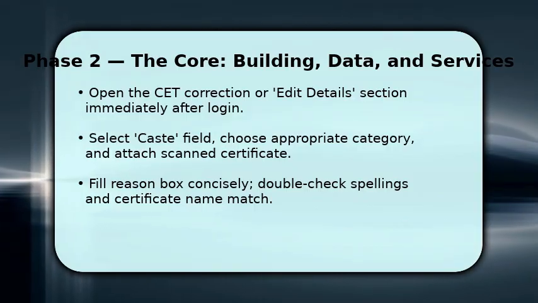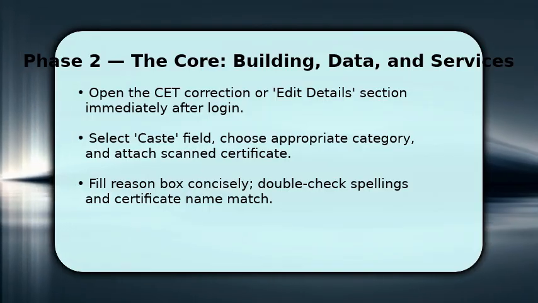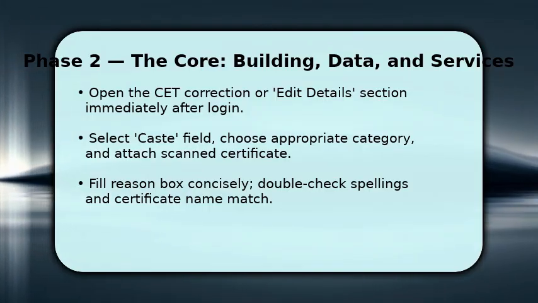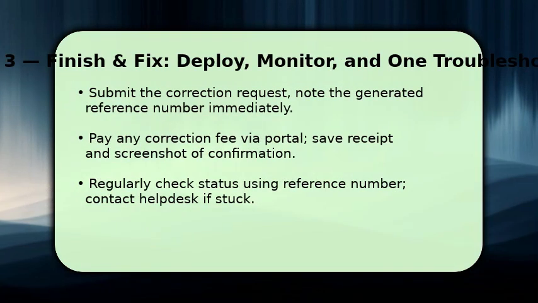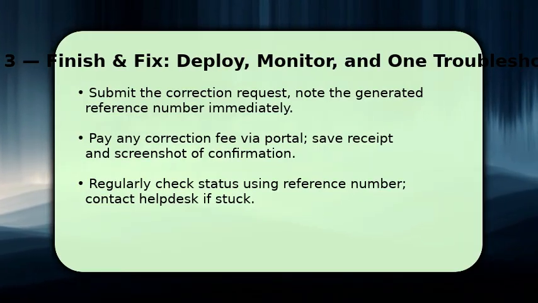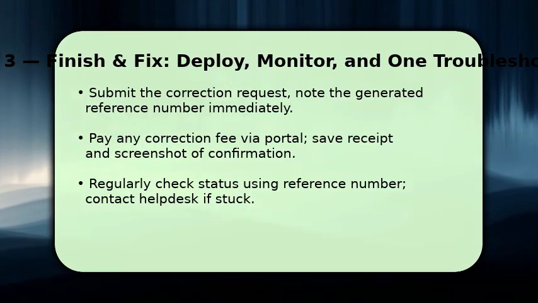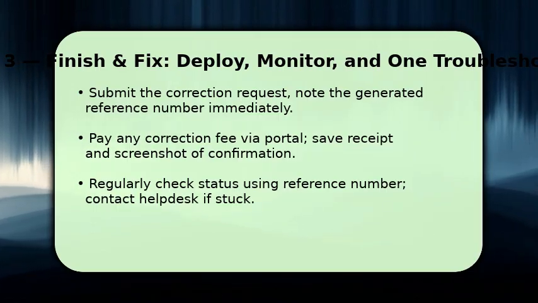Once you attach files, preview them and confirm that the certificate name, registration name, and application name exactly match to avoid rejection. You finish by submitting the correction and noting the reference number. This is essential for tracking and any follow-up. If the portal requires a correction fee, pay it instantly and save the receipt and confirmation screenshot for proof.